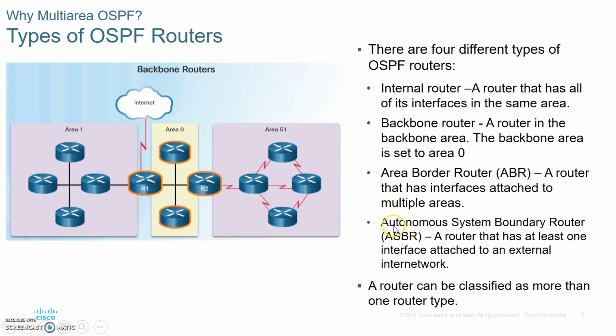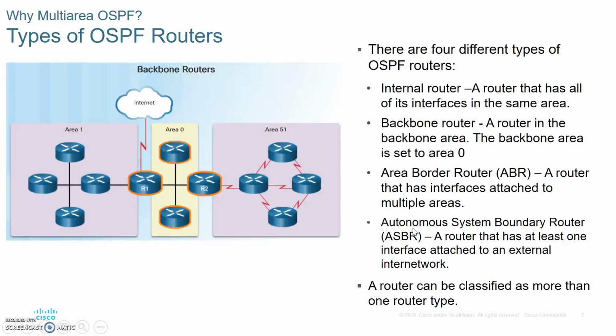The last type of router is called the Autonomous System Boundary Router, ASBR. This is a router that has at least one interface attached to an external network, which is not part of your OSPF routing domain. In this case, R1 is connected to the internet. This internet is not part of your OSPF routing domain. You don't share your routes to your internal networks with the internet. So this is an external network. R1 has a connection to the external network, so R1 is an ASBR.